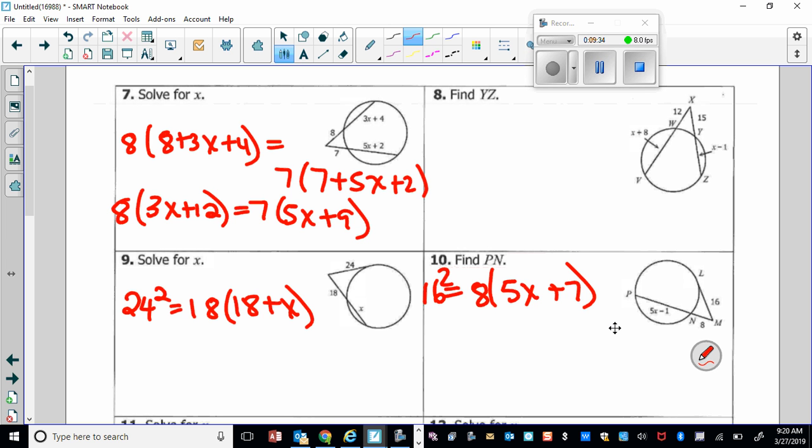Next class, we're going to review maybe both for the district assessment and for circle tests. And then we'll take our test.